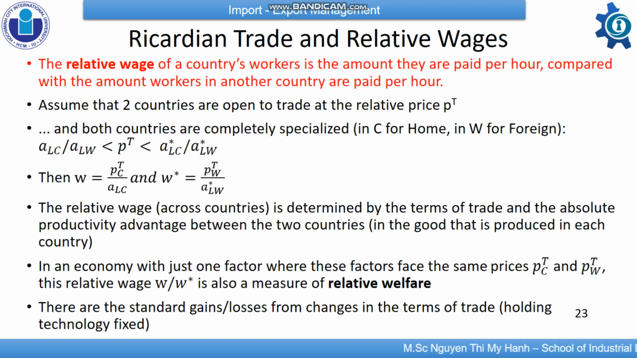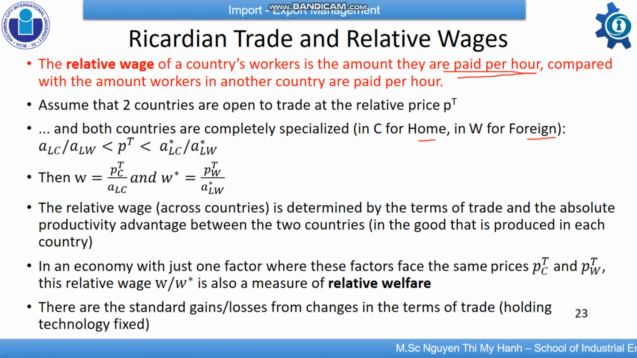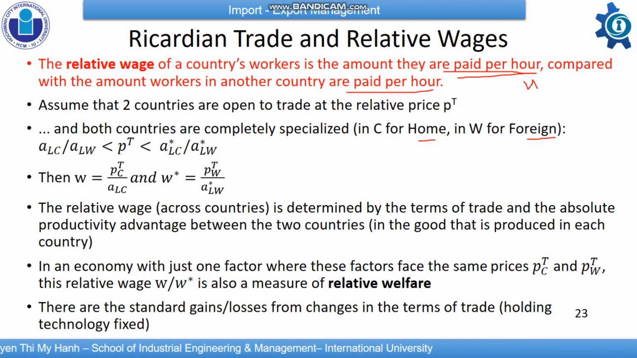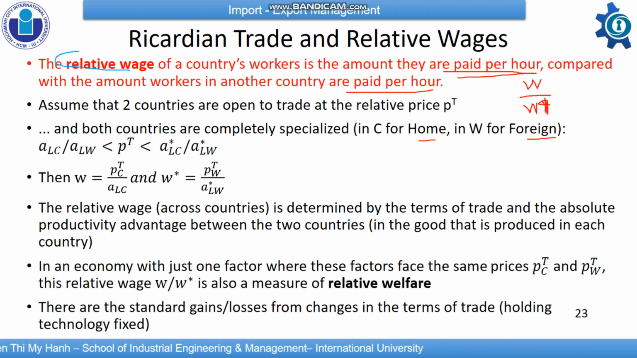How about if we consider two countries, home and foreign country? The relative wage of a country's workers is the amount that they are paid per hour compared with the amount workers in another country are paid per hour. Let's say the wage in home country is W and the wage in foreign country is W star. So the ratio between W and W star is the relative wage.